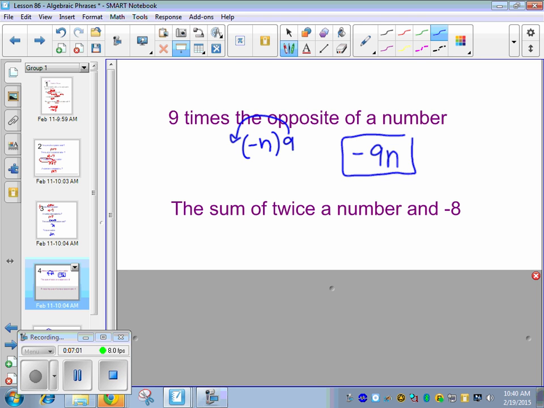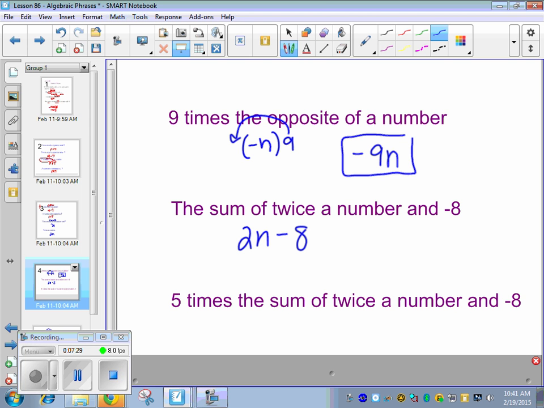The sum of twice a number and negative 8. What does sum mean? Okay, answer to addition problem. Twice a number. What's twice a number? 2n and negative 8. So we have twice a number, and we're doing the sum of that and negative 8. When you're adding a negative, you can just put minus 8. Right? Riley? Well, that was my question. Like, why don't you call it addition? Okay, great.